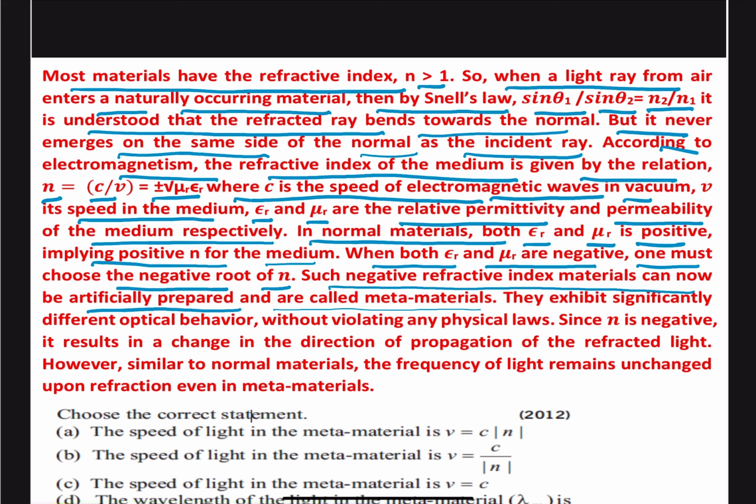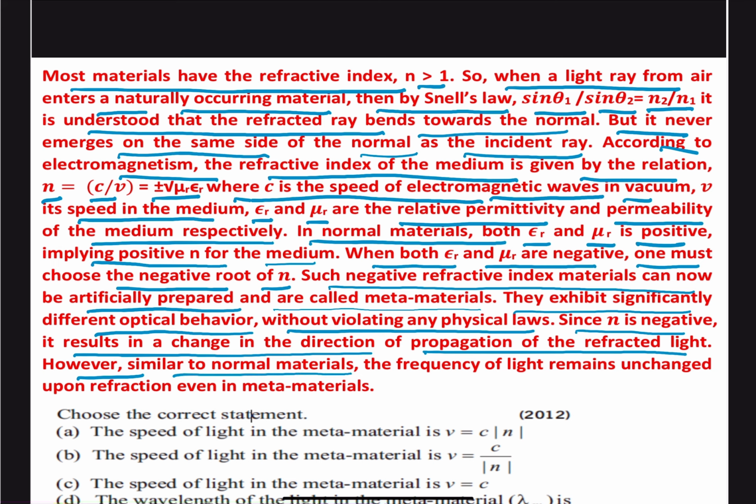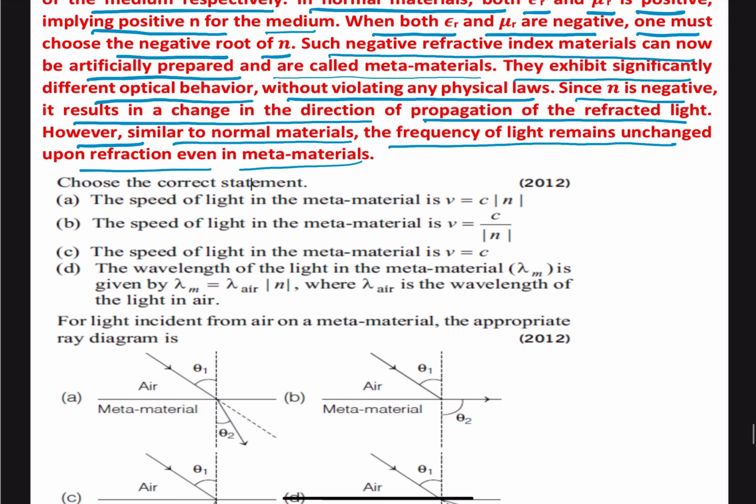They exhibit significantly different optical behavior without violating any physical laws. Since n is negative, it results in a change in the direction of propagation of the refracted light. However, similar to normal materials, the frequency of light remains unchanged upon refraction even in the metamaterial. So based on this, we have two questions. Although the question was lengthy, the solution is quite short and quite direct.